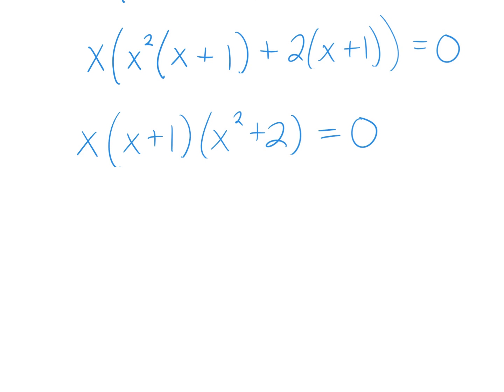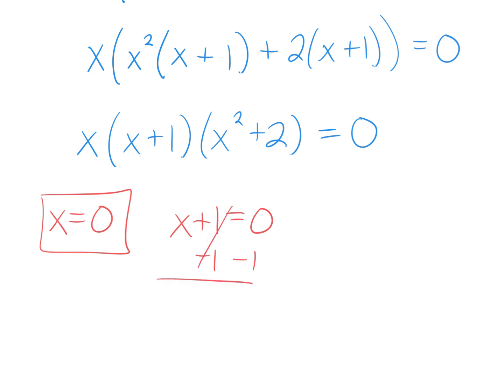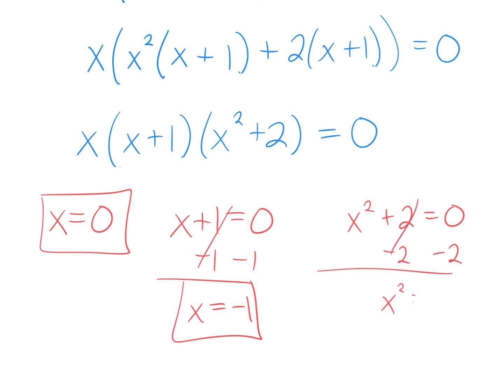Right, now we just have to solve all of our separate equations. What's my first equation? X equals 0. Can I do anything with that? No, done. What's my next one? X plus 1 equals 0. What can I do with that? Subtract 1. X equals negative 1. Good, done. What's my next one? X squared plus 2 equals 0. How do I solve this one? Subtract 2. X squared equals negative 2.